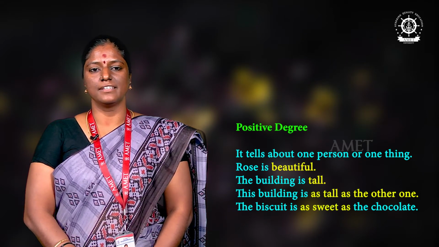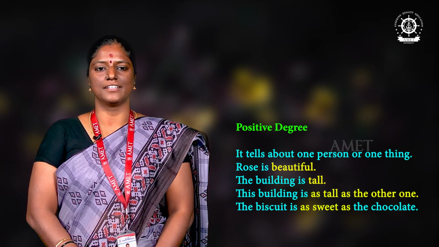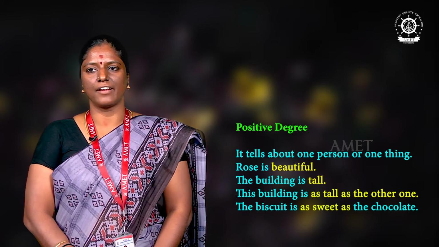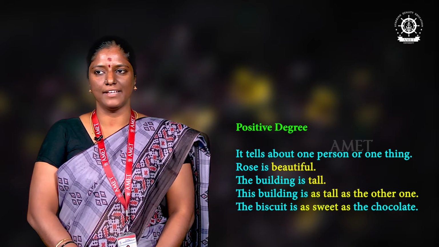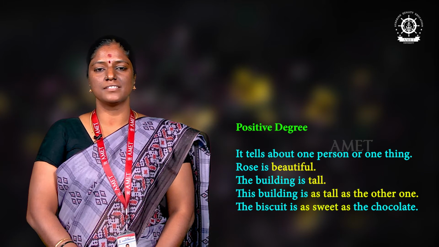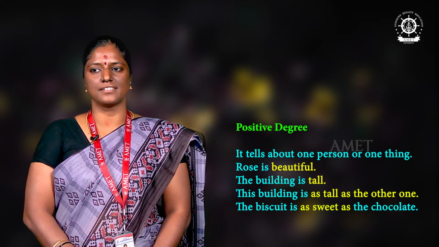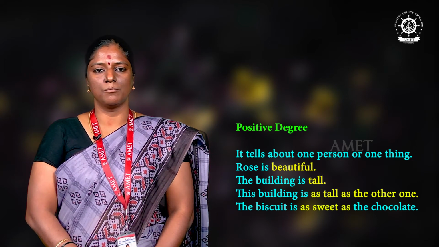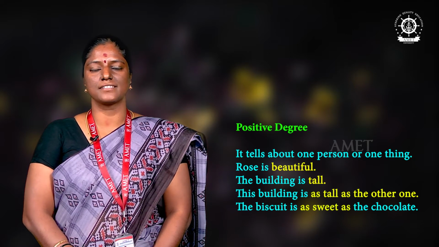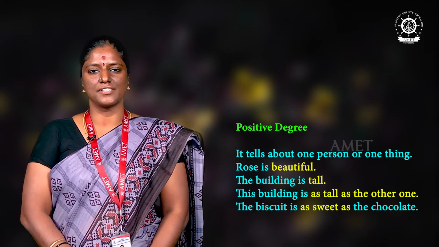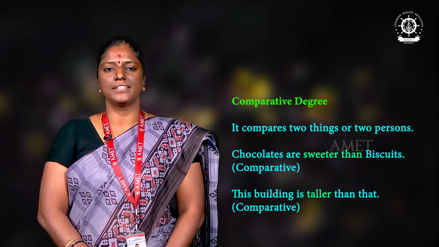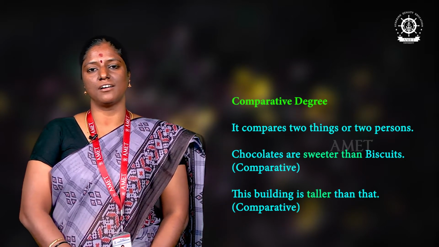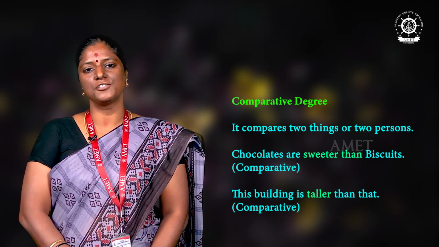This building is as tall as the other one. Like that also we can write the positive degree. This biscuit is as sweet as the chocolate. So it is compulsory to use as sweet as. So as adjective as must be there in positive degree. For comparative degree, it compares two things or more than two things or two persons.